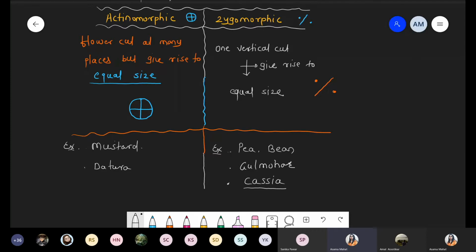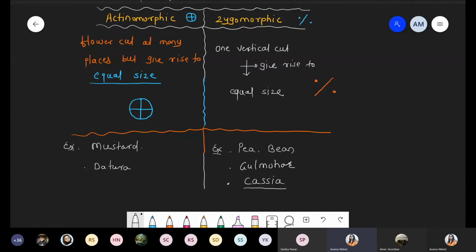But when we are talking about the zygomorphic, it requires a specific cut. Specific cut means one vertical cut and divide into two. Right? So these are exactly 2 points where we are talking about the actinomorphic flower and the zygomorphic flower.